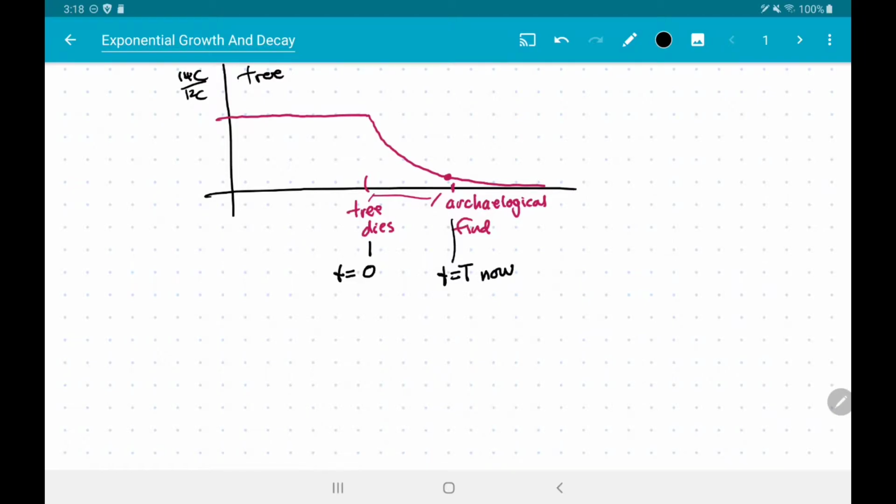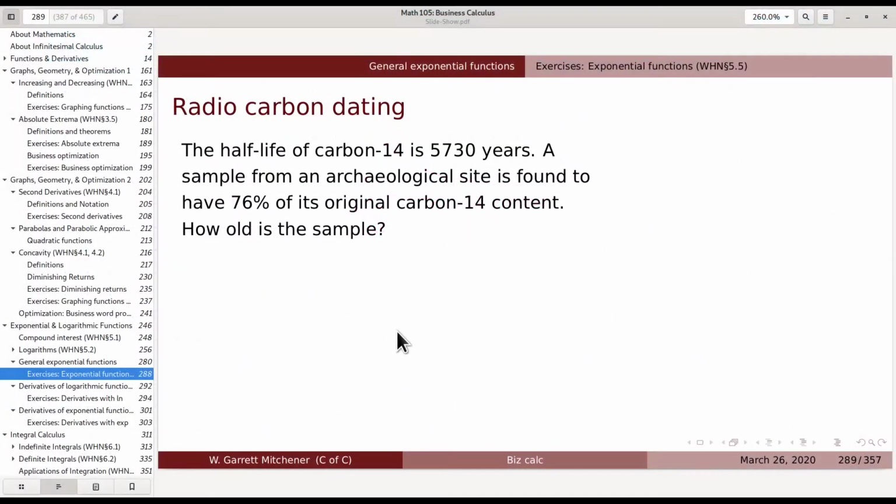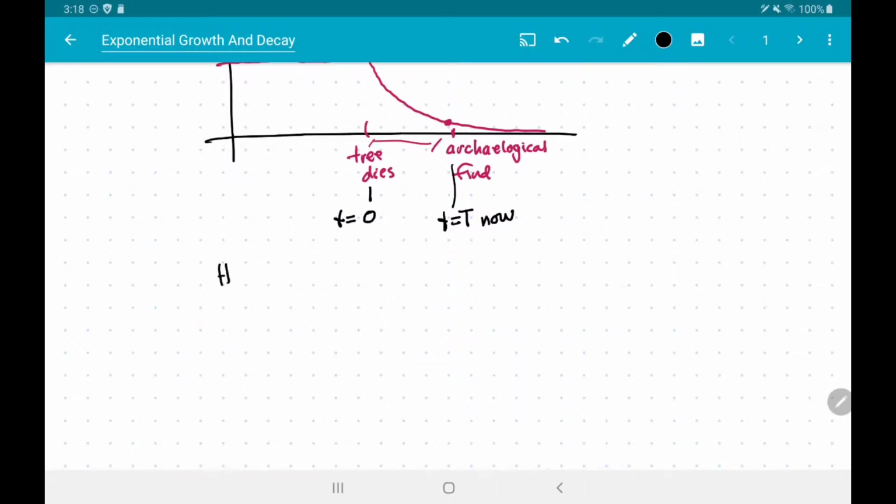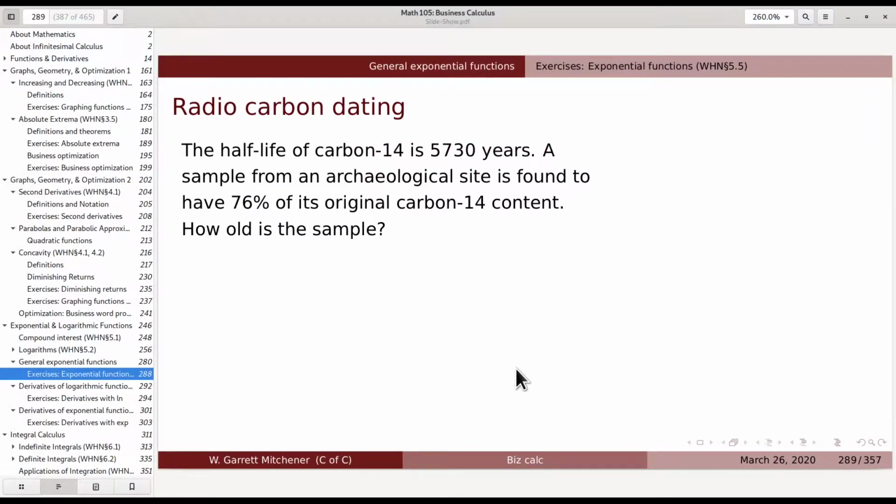The information that we are given says that the half-life of carbon-14 is 5,730 years. We are also told that the sample has 76% of its original carbon-14 content.